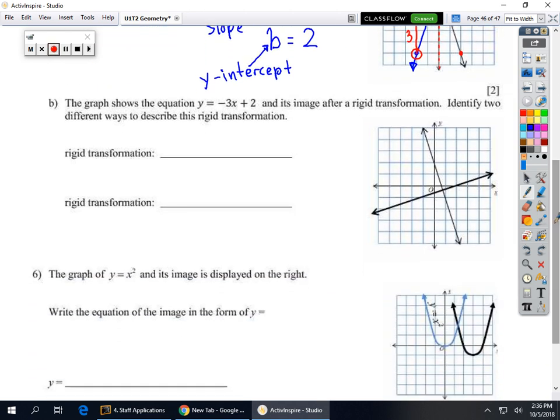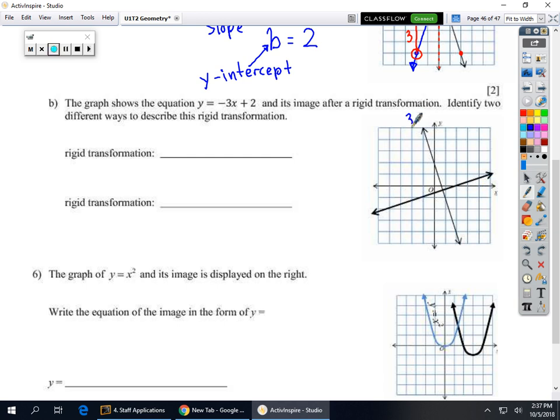The graph shows the equation and its image after a rigid transformation. Identify 2 different ways to describe this rigid transformation. So, first thing, there are 3 rigid transformations. There's translations, reflections, rotations. Well, this is certainly not a translation. Translation only moves it left and right.